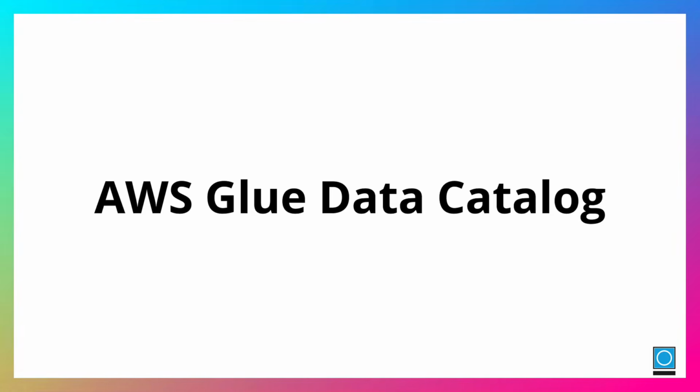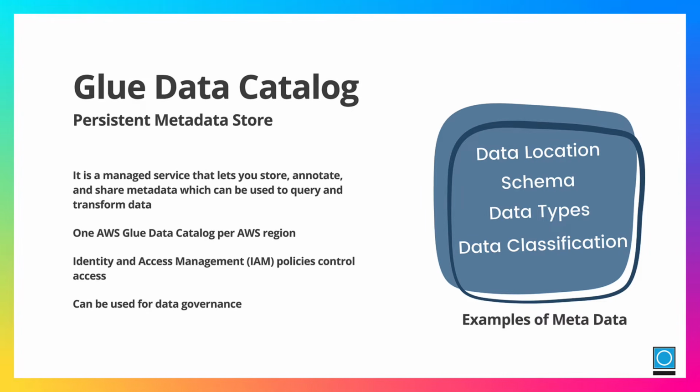The AWS Glue Data Catalog. So the AWS Glue Data Catalog is a persistent metastore. So let's say that again: it is a persistent metastore.